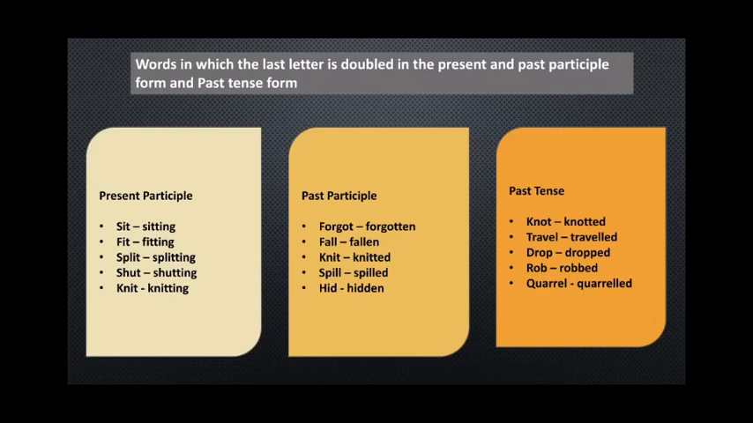Let's see the past tense. Knot, knotted. Again here T is doubled. Travel, travelled. Drop, dropped. That is double P is there. Rob, robbed. Quarrel, quarrelled. Double L.